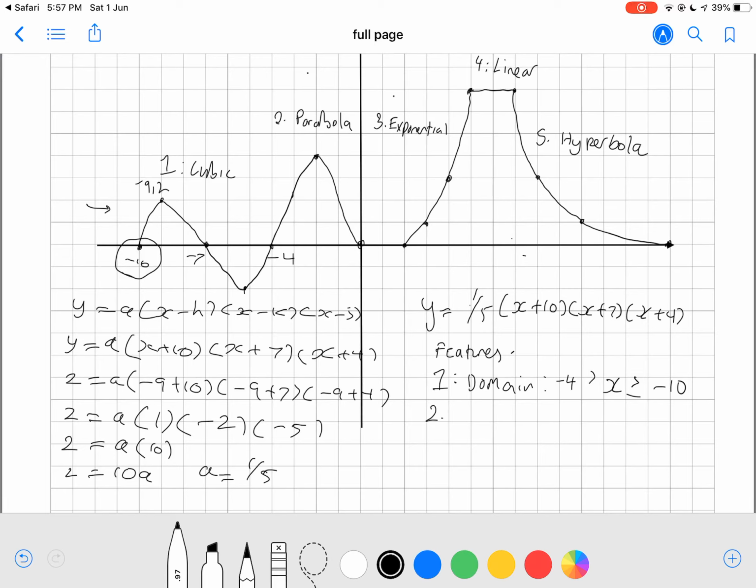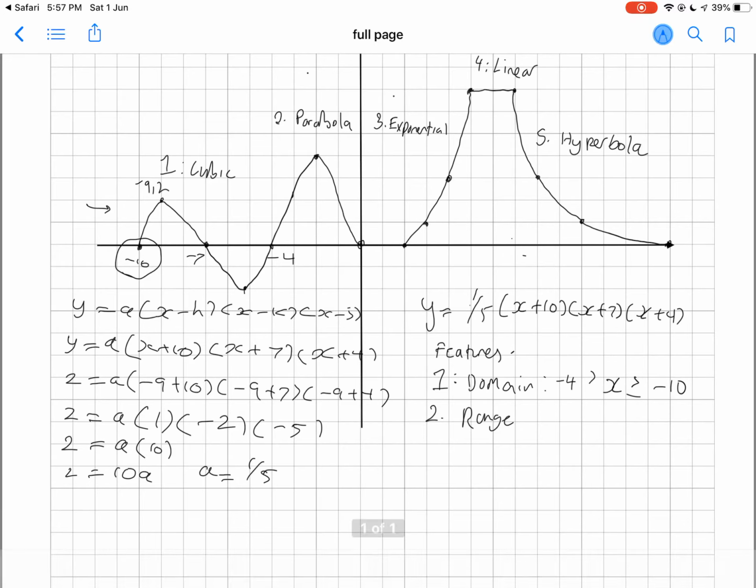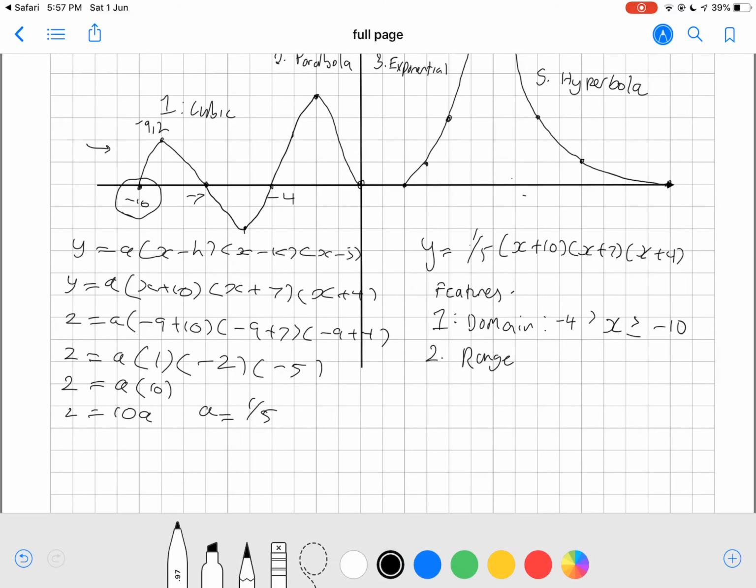Now we're going to find number two, our range. For what values does the y of our graph exist? In this part here, we're going to try to find what this point is and what this point is. We might need to get a bit calculus-y here. I asked the teacher and she said that the range is one of the least important features. But okay, I'll show you how to find these two points here.